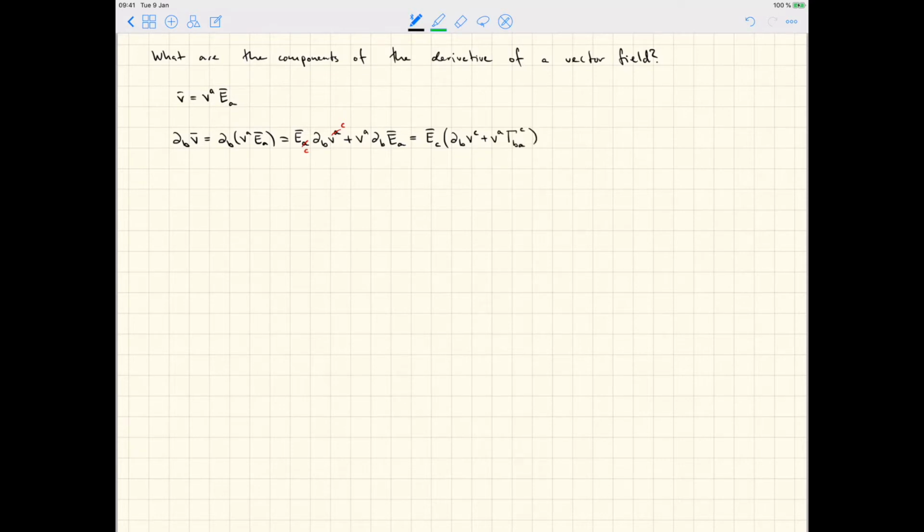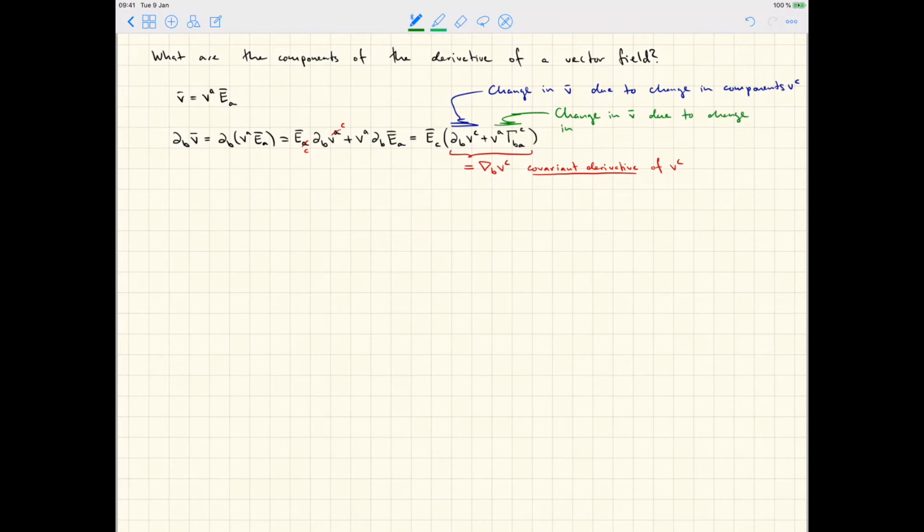We denote the expression within the parentheses here as ∇_b V^C, which is called the covariant derivative of the vector field component V^C. And these are the components of the derivative in the b direction of the vector, which in general, since the basis changes from point to point, is not going to be the same thing as the change in the components. Instead, the first term here is due to the change in V due to the change in the components V^C, whereas the second term is due to the change in the basis vectors themselves.